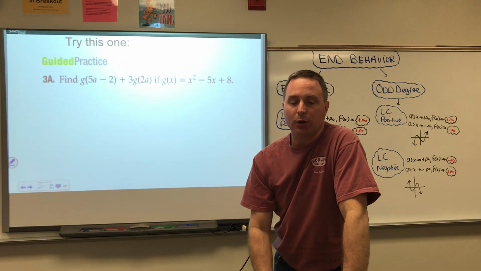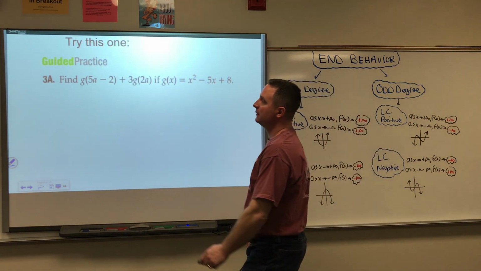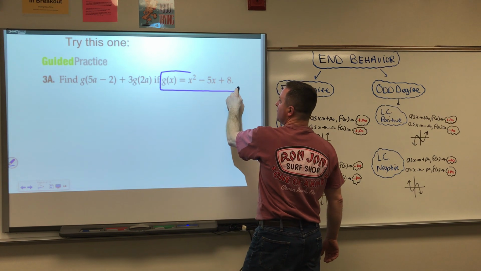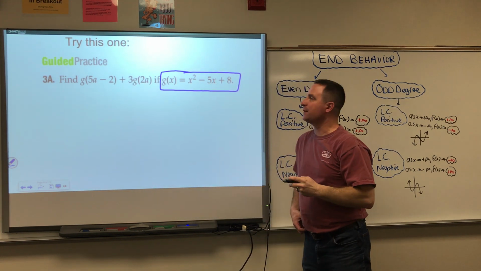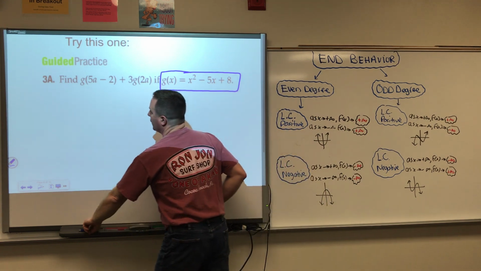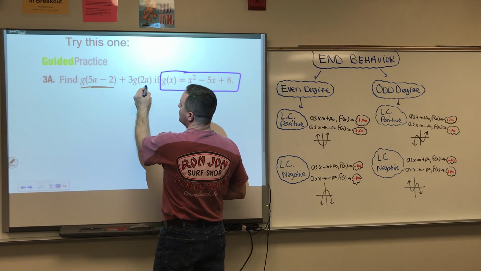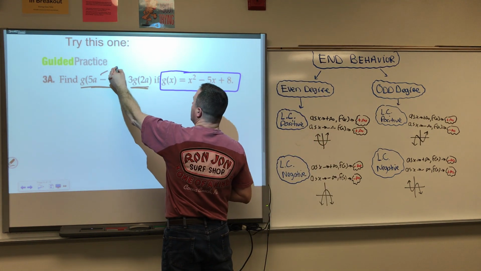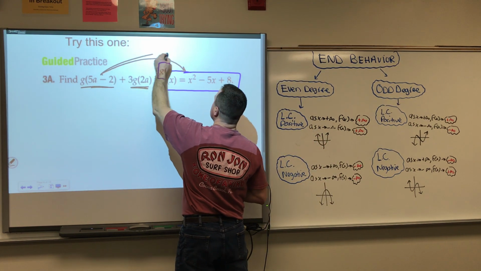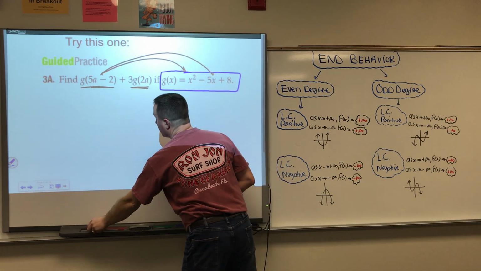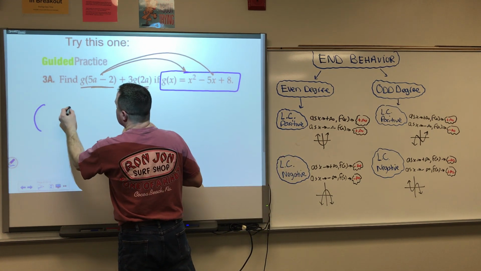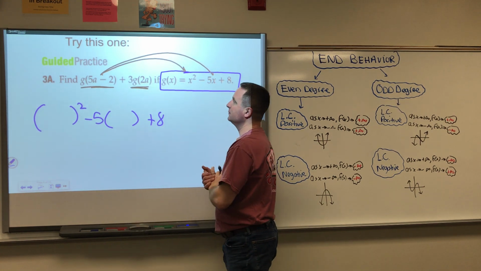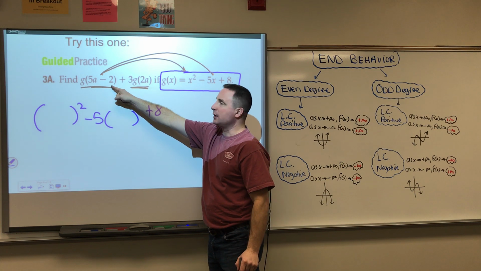Okay? I'm not going to do this whole entire one here, but I want to mention this. Here's the function g of x. This is what it looks like in your homework. It's sometimes a little confusing. And I have two parts to this one over here. I have g of 5a minus 2 plus 3 times g of 2a. For the first part of this, I'm going to take a 5a minus 2 and plug it in to each part there. It's going to look something like this. It's something squared minus 5 times something plus 8. Okay, that's what this part would look like.